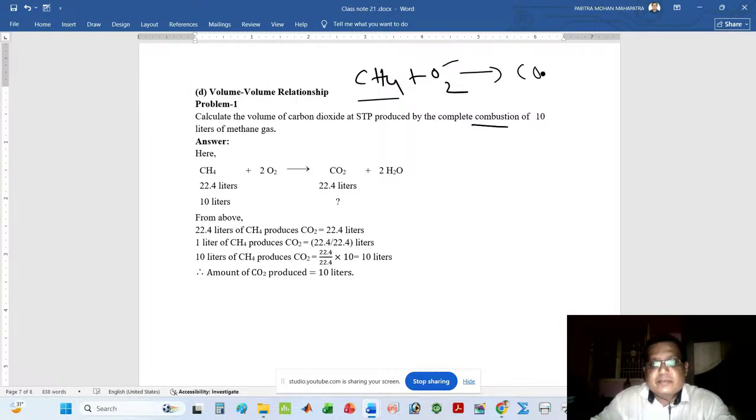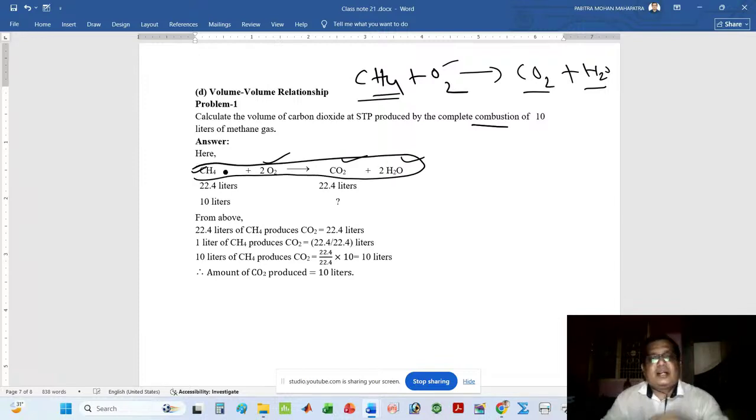When any hydrocarbon undergoes combustion, it gives carbon dioxide and water. If you want to balance this equation, you can write CH4 plus 2O2 gives CO2 plus 2H2O. This is the balanced chemical equation. For the relation, we can say that 22.4 liter of methane produces 22.4 liter of carbon dioxide. For 10 liter, how much carbon dioxide is formed? Our target is to find the carbon dioxide released.